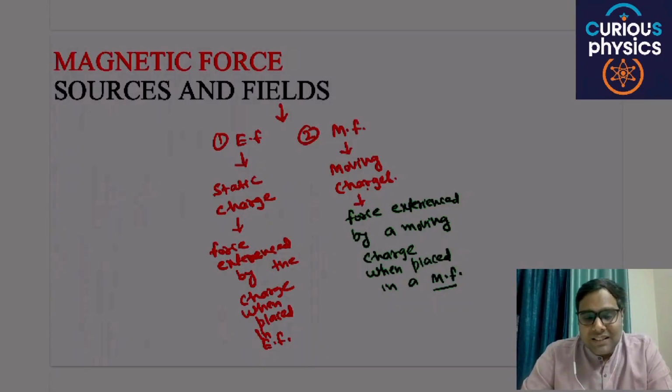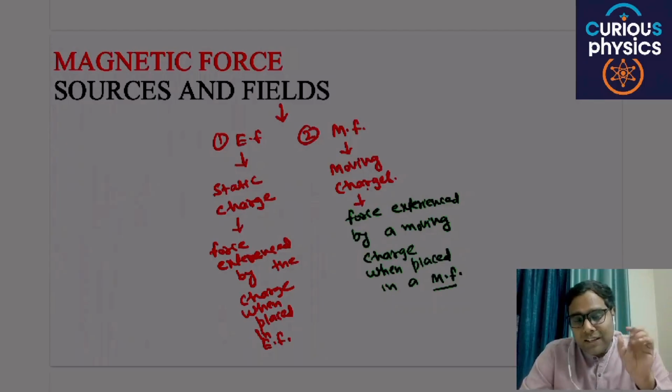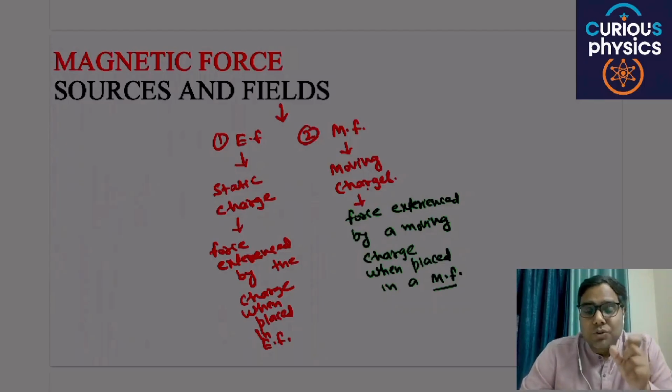Whenever a charge is in static condition, it will only experience the force due to the electric field. To experience force in a magnetic field, the charge should have a particular velocity. The force experienced by a moving charge in a magnetic field is known as magnetic force. Are you able to understand my point?